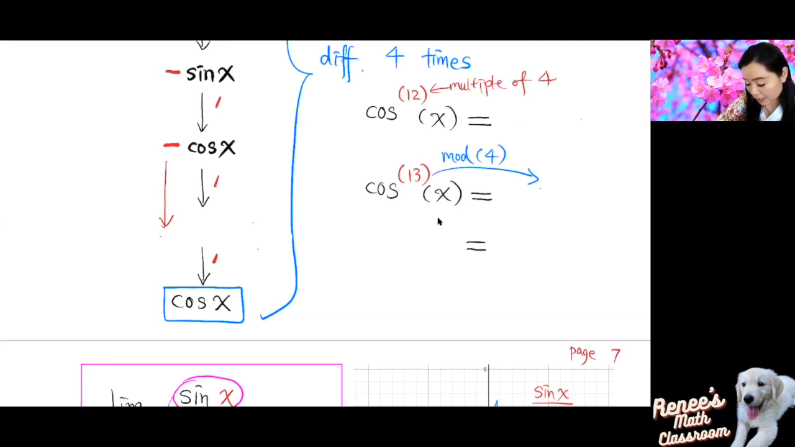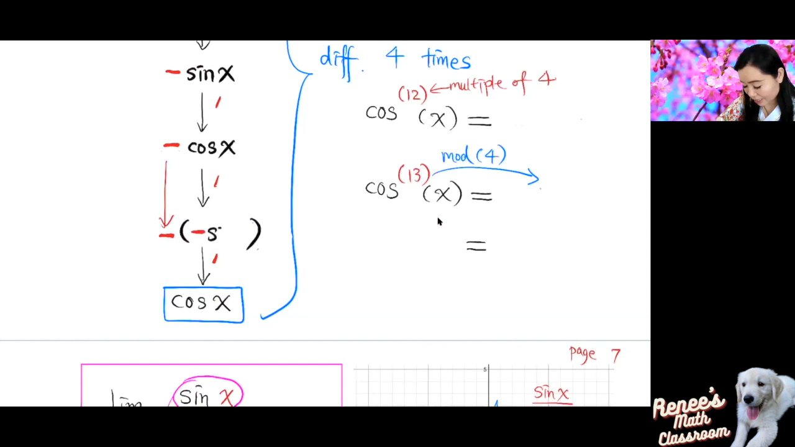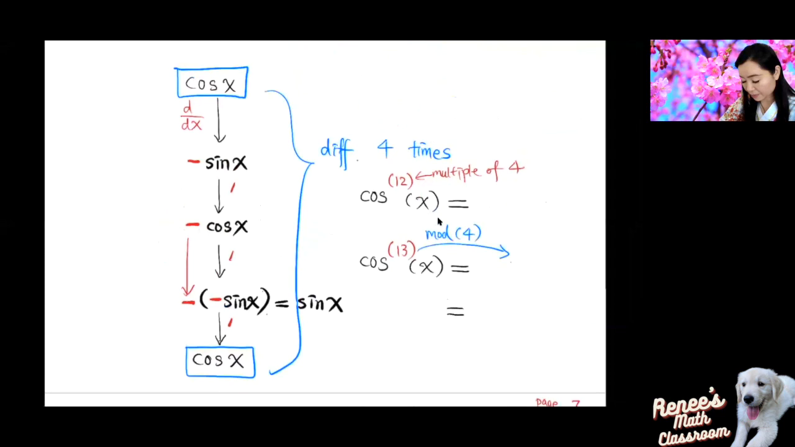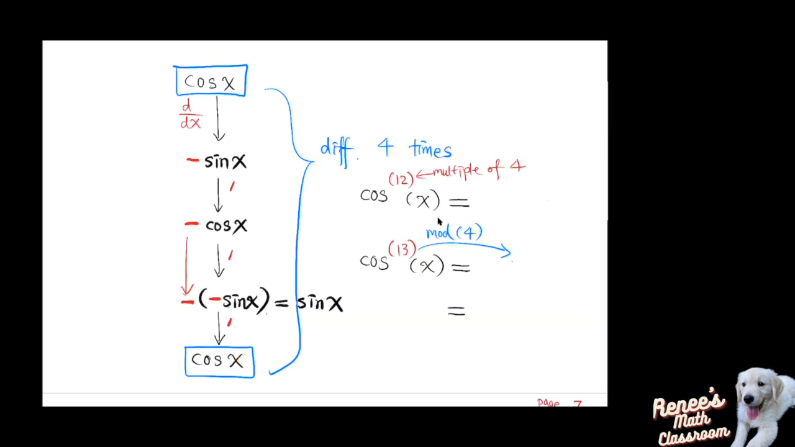So this negative sign here carries. The derivative of cosine x is what? Negative sine x. Yes. So then you have this negative sine x here. Negative times negative is positive. So this is equal to sine x. Now we differentiate sine x, then we get cosine x. Again, you see that if I differentiate that 4 times, I get back cosine x itself. So it has a cycle of 4 again.